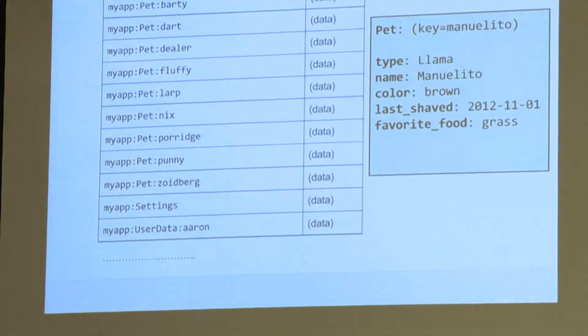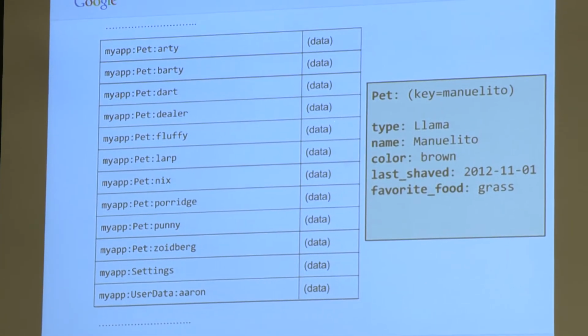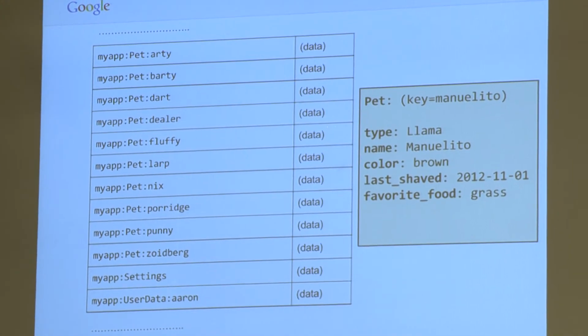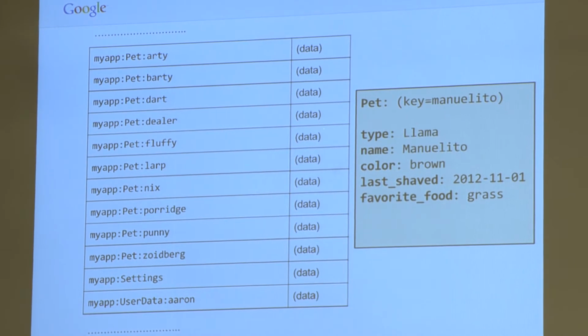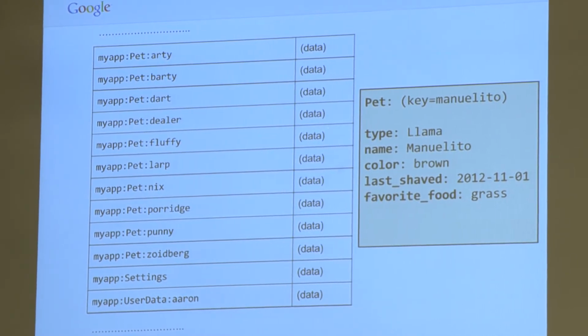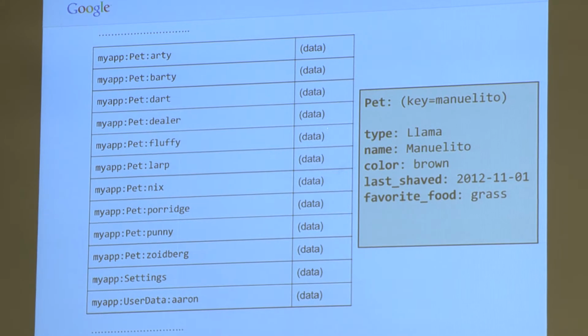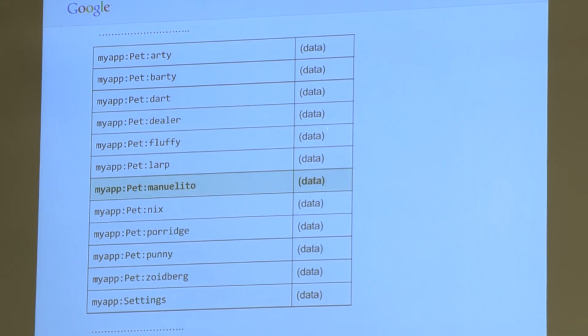Now, say that I want to add some data to data store. I create a new entity. This is my pet llama. His name is Manuelito, right? I create this. I give it to the data store. I say, please store this for me. What it's going to do is it's going to insert this appropriately in the table so that it's still sorted, right? Somewhere between L and N, right? The prefix identifies your app and identifies the kind of entity, but those are details.